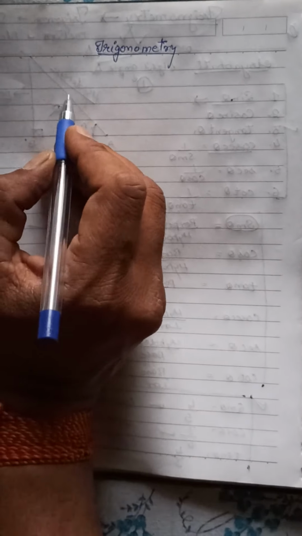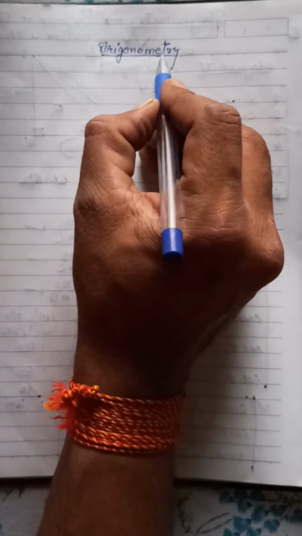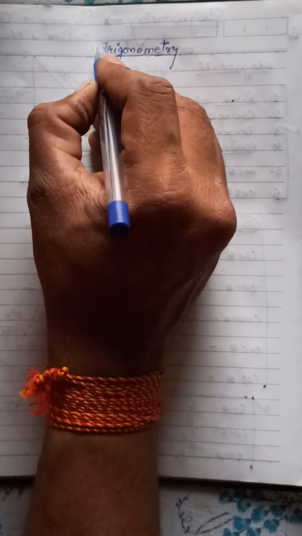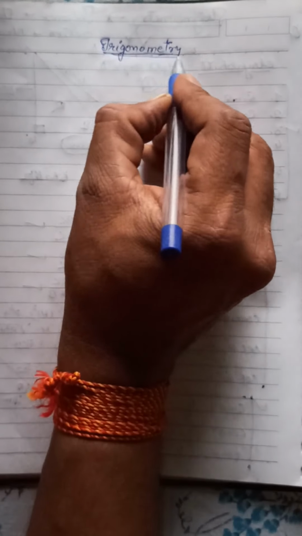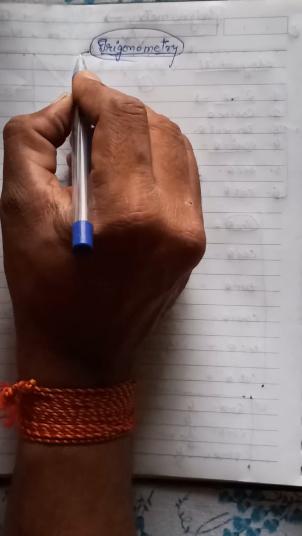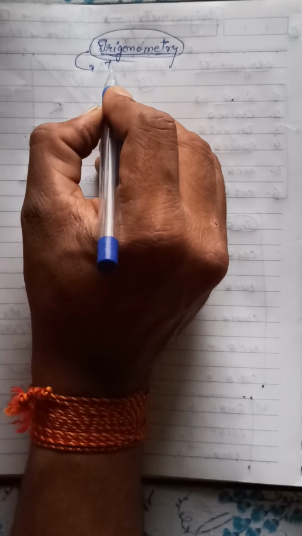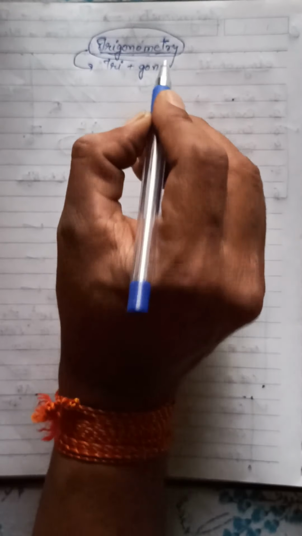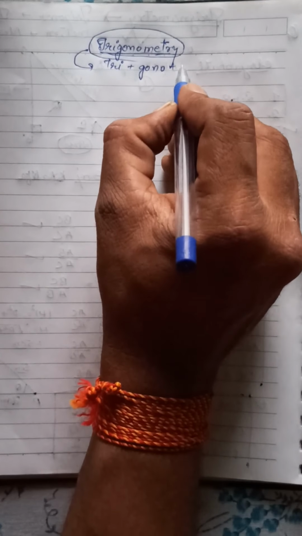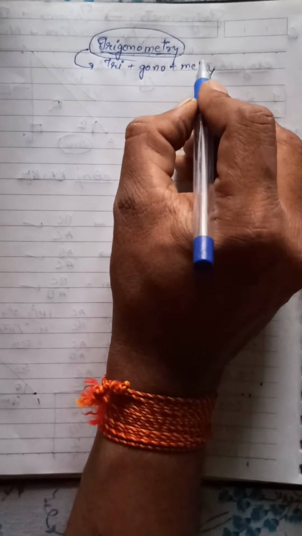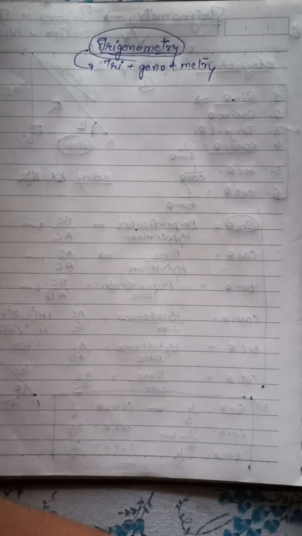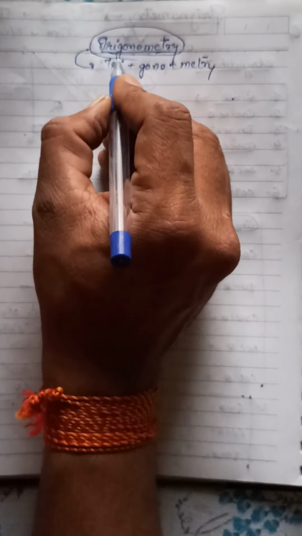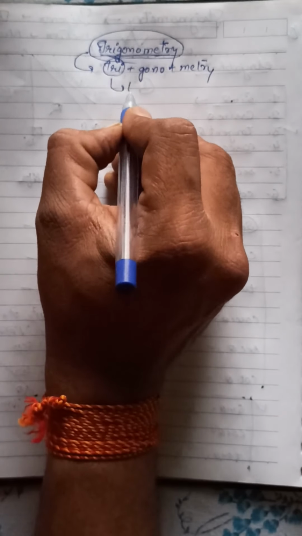Dear students, today we start with trigonometry. Let us look at the meaning of trigonometry. It has three words: tri, gono, and metry. Tri means three.